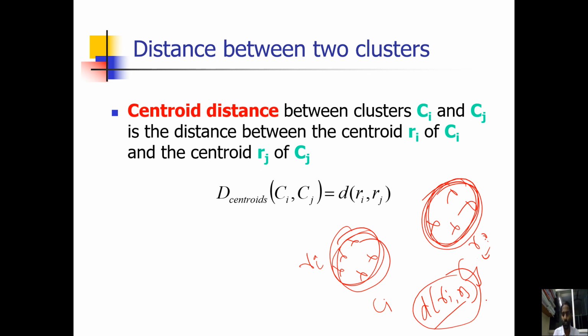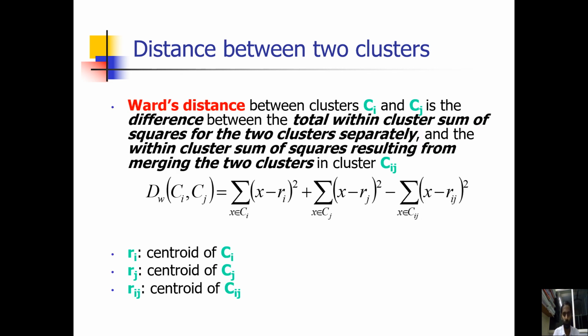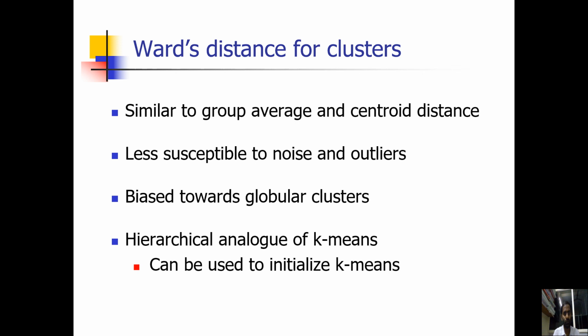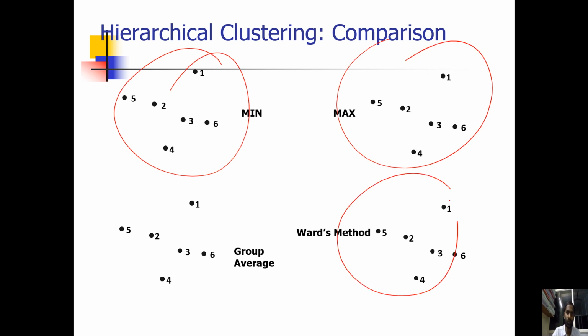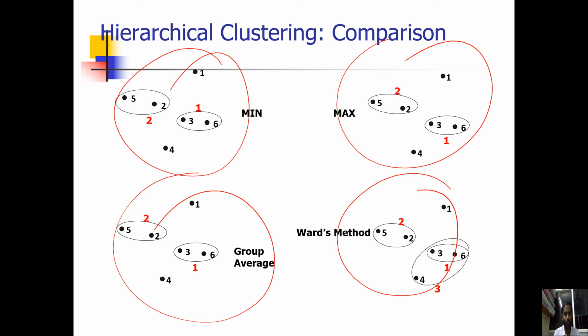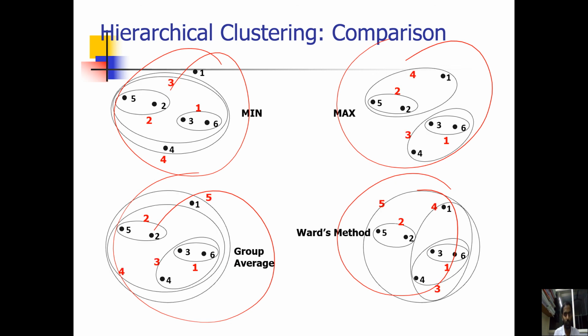Okay, so what about Ward's distance? This is the formula we have to follow for Ward's distance. These are some of the distance measures for clusters: single link, max link, Ward's, and also group average. Let's see how we can form clusters.